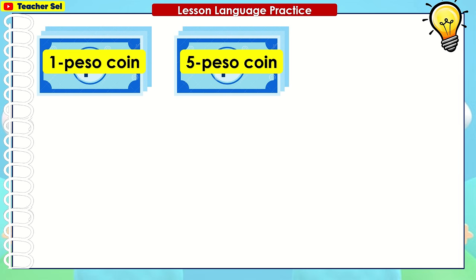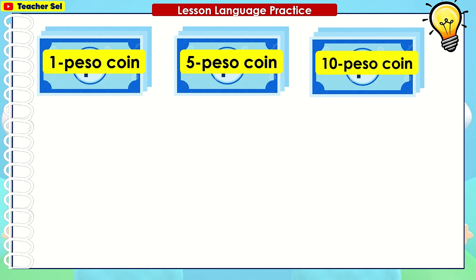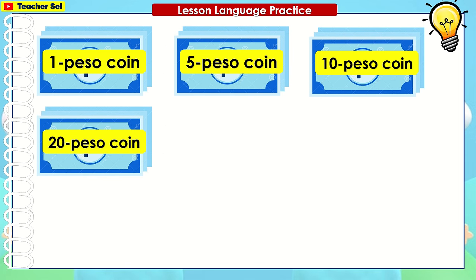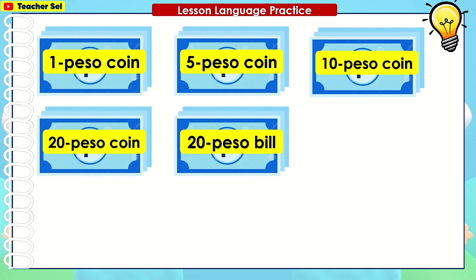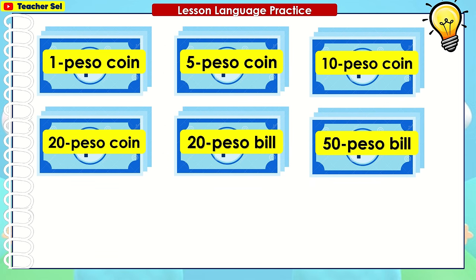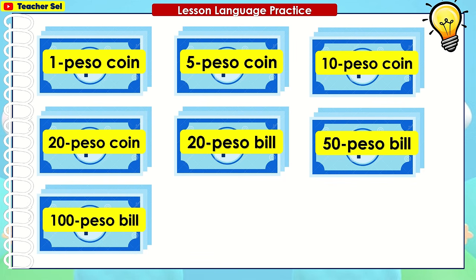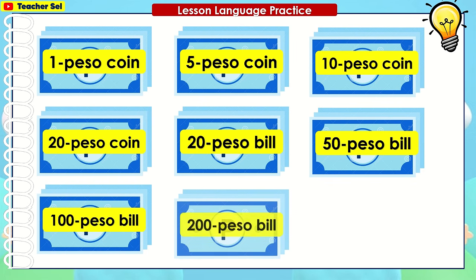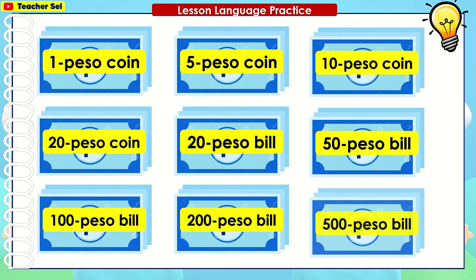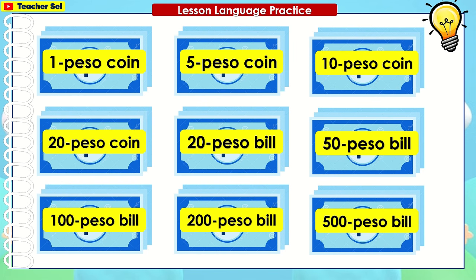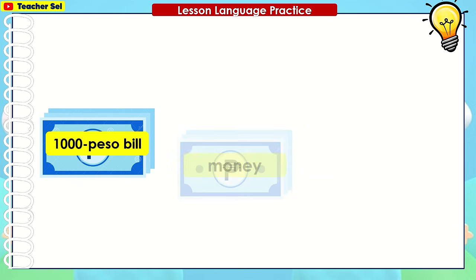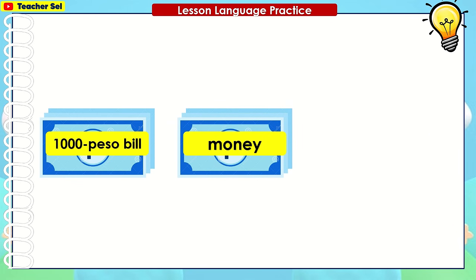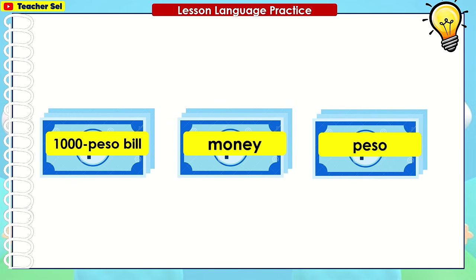Let's be familiarized with these terms. 1 peso coin, 5 peso coin, 10 peso coin, 20 peso coin, 20 peso bill, 50 peso bill, 100 peso bill, 200 peso bill, 500 peso bill, 1,000 peso bill, money, peso.